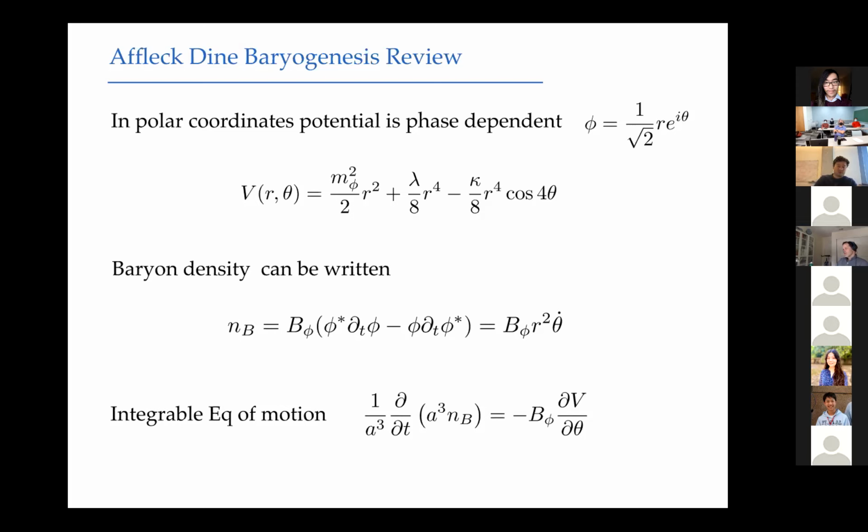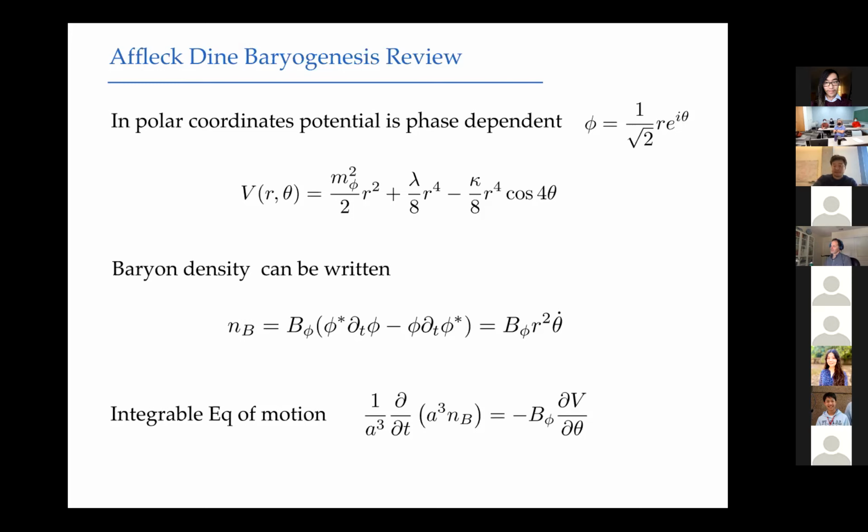You can use the usual Noether current to figure out what the baryon density is that's stored in this field. And you can see that it depends on the radial part, and it also depends on the time evolution of the phase. And the nice thing about this is it has an integrable equation of motion, which should actually remind us of orbital mechanics. This is really a 2D problem, that you have some radial and angular terms that are evolving in time. And what you would notice is that if the right-hand side were 0, in other words, if baryon number were preserved, then the only thing that could influence the evolution of baryon number is Hubble expansion.